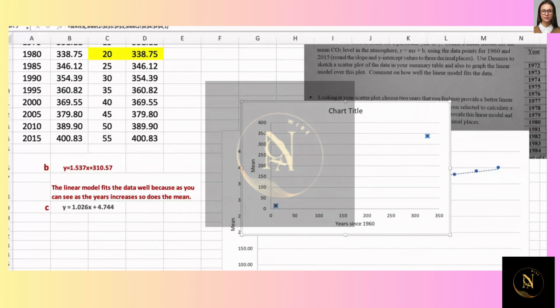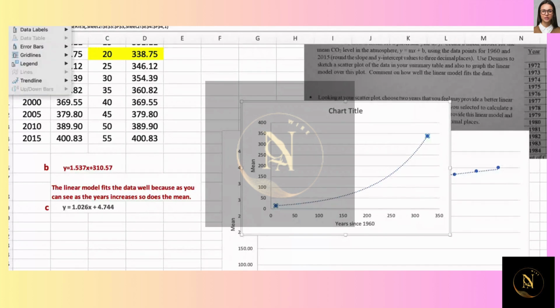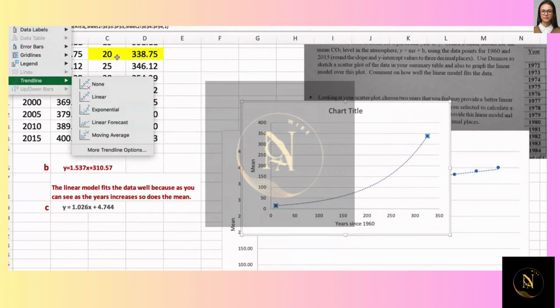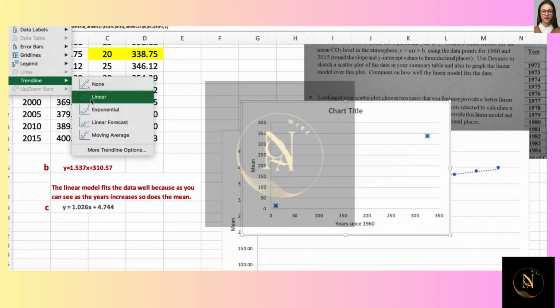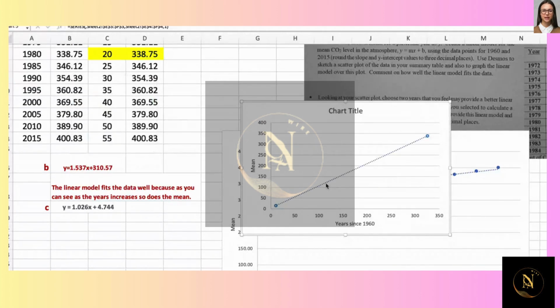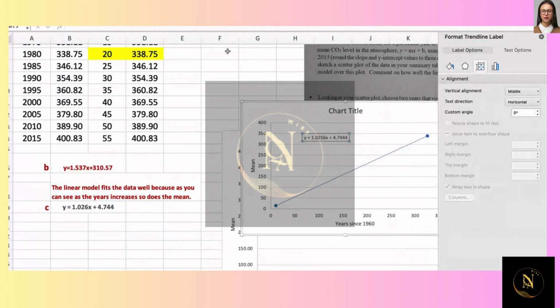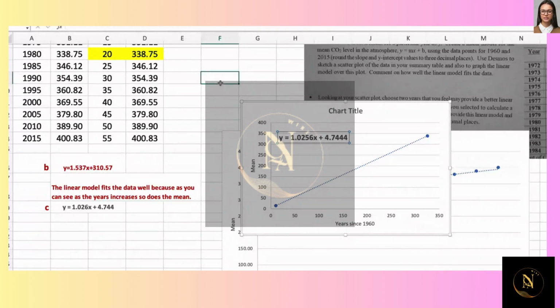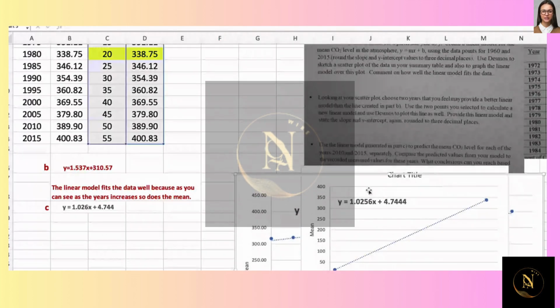And I'll do this again. Trend line. Oops, not exponential. Wrong one. Trend line. Linear. Okay. And my regression equation. And we're going to make this bold and bigger. All right, here we go. So that is my new chart using the 2 data points.